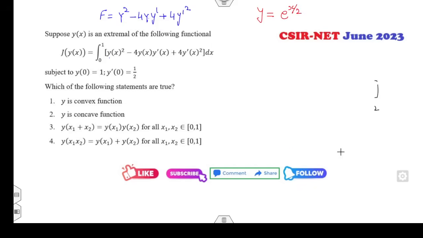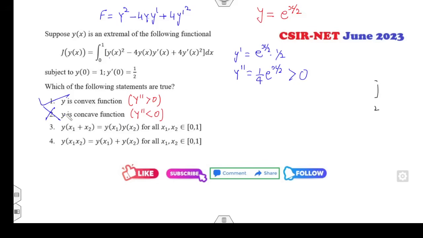Fine. Now, अब convex कब होता है? For the convex, we need to prove y double dash is greater than 0. For the concave, we need to prove y double dash is less than 0. So can you find the y double dash? y double dash is 1 over 4 and the exponential part is always positive. So yes, it's convex. Option B is cancelled.